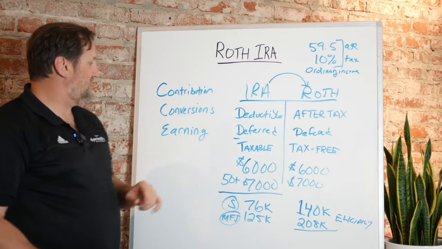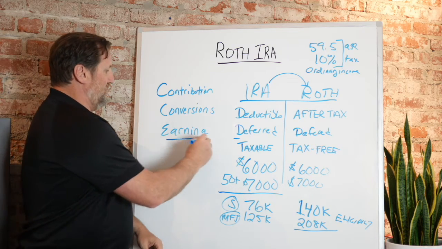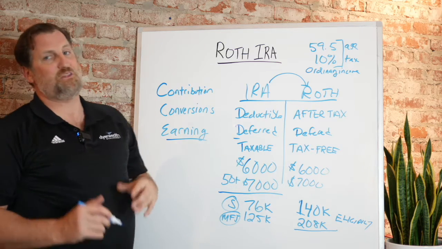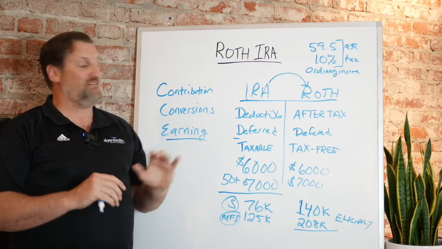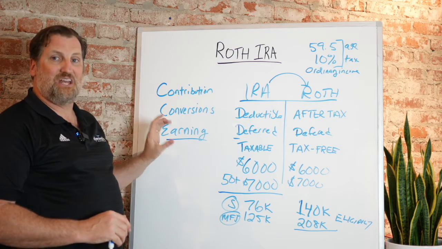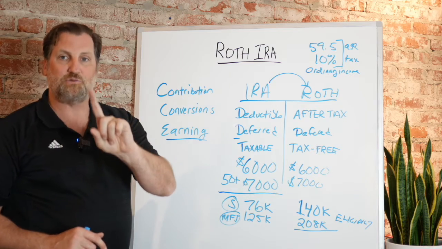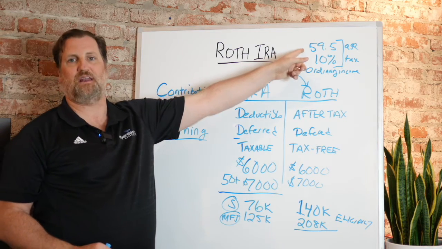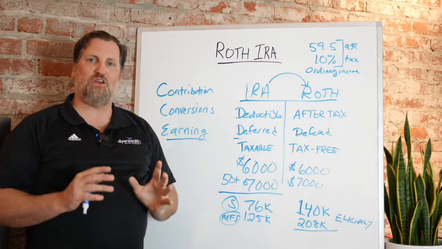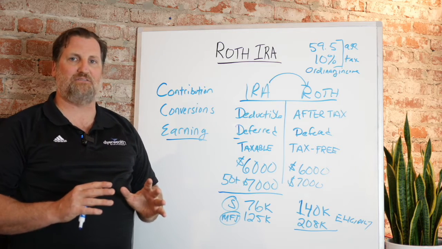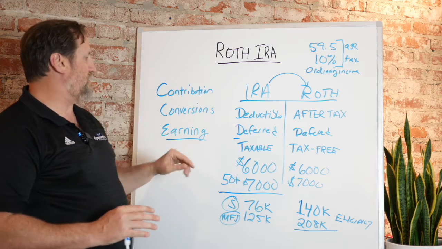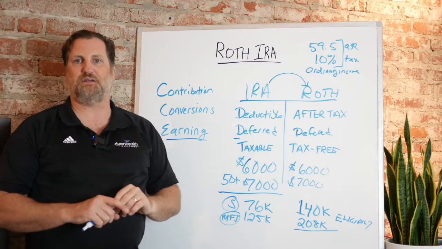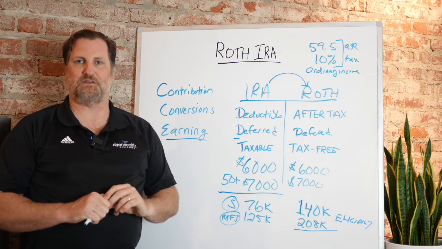Okay, now that brings us to our third point, the earnings. The earnings, they give you a free ride here. You can take it out for retirement, and no matter how big this gets, you're not going to have to pay taxes. There's one catch: you've got to be 59 and a half. If you take the earnings out before 59 and a half, it doesn't matter the holding period or anything like that. You've got to get to that hurdle, otherwise it's going to be ordinary income, and you're going to pay a 10% penalty.